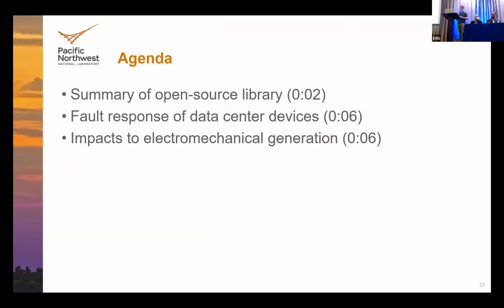I'll talk for about 15 minutes. I'll spend a couple of minutes talking about some EMT modeling resources that are available for you to use and build off of. Then I'll spend about 6 minutes on the fault response work, and about 6 minutes on studies for impacts to electromechanical generation and some gaps there.